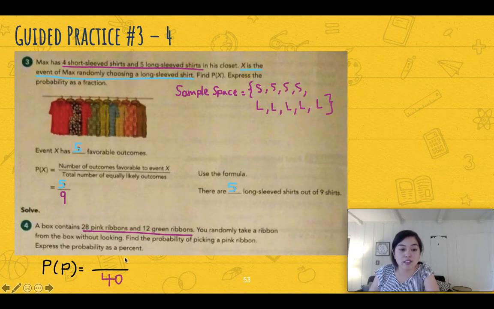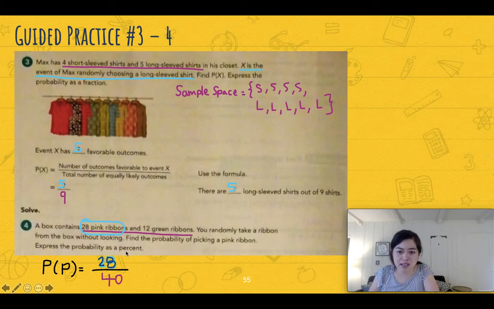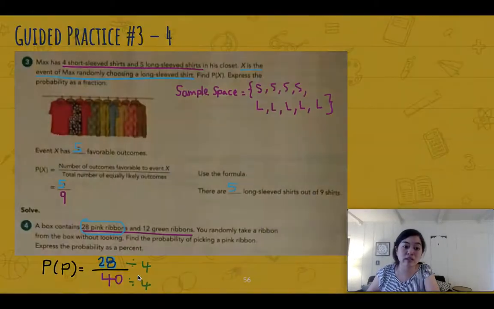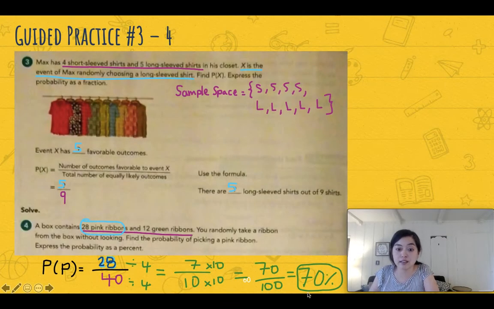And then what is my favorable outcome of picking a pink ribbon? Well, there are 28 pink ribbons, so I'm going to write that in my numerator. But my goal is to write this as a percent. For me to write it as a percent, I want to compare a number to 100. But I can't think of a number where 40 times a number is equal to 100 that's easy for me to figure out. But I notice I can get my denominator to be a 10. So I'm going to divide my numerator and denominator by 4. Then I get an equivalent fraction with a denominator of 10, so 7 tenths. Now I can change my denominator to an equivalent fraction of 100 by multiplying the numerator and denominator by 10, and then I get 70 hundredths. So 70 is being compared to 100, so that's my percent, which is 70%.